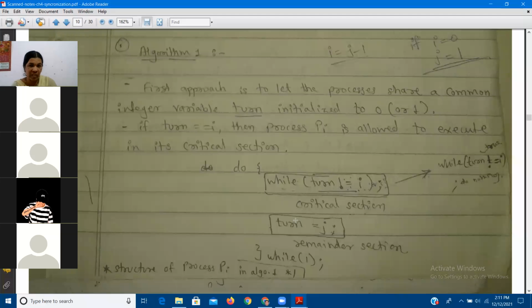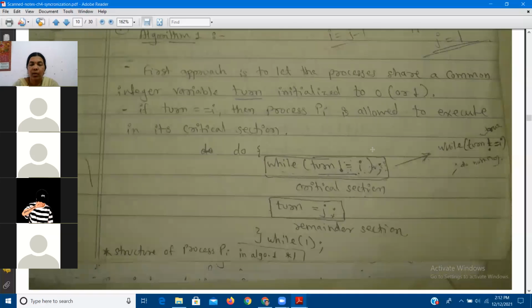So here two processes are assumed. One is PI, another is PJ. So these are the two processes. You may assume P0, P1 also. You may assume P2, P3, like that onwards. It depends upon your assumption. Accordingly, your statements will get modified. So note down this algorithm.